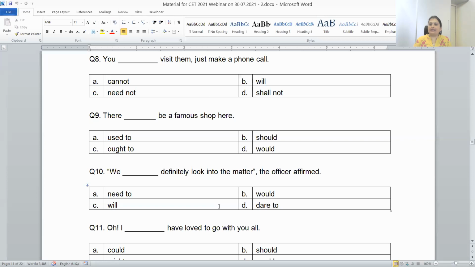Need to cannot come. There is no necessity there. He's just telling somebody, I will look into the matter. You report your problem to somebody, to an officer or a policeman. So what will he tell you? Don't worry, ma'am. Don't worry, sir. We will definitely look into the matter. So here, will is the right answer, not need to, as you had asked.